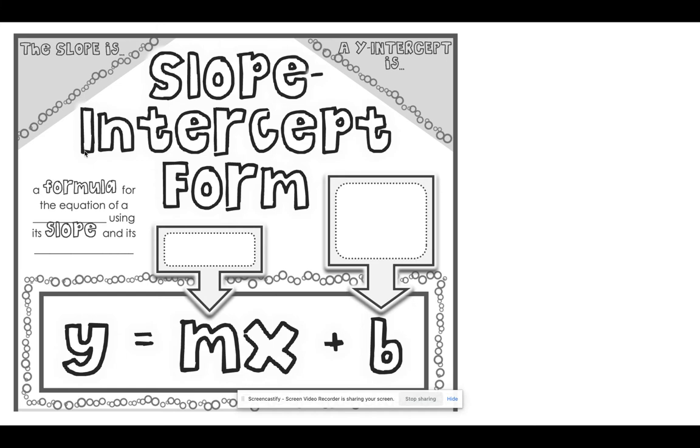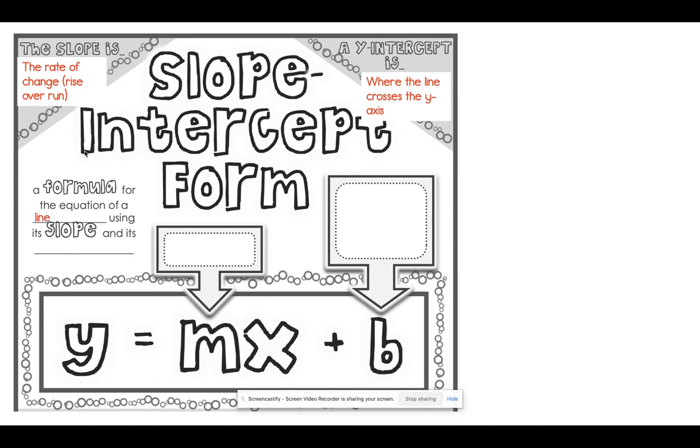Slope intercept form. In the top corner, we've got the slope, and that's going to be your rate of change over time. That's your rise, how far up you're going, divided by your run, how far to the right your next point needs to be. You're also going to have a y-intercept, which is where the line crosses the y-axis.